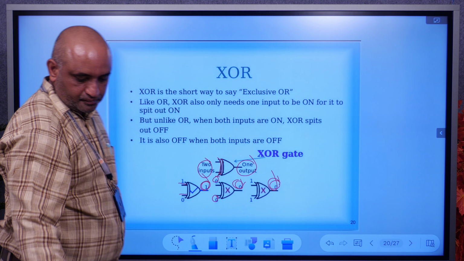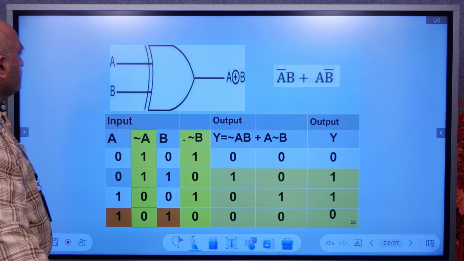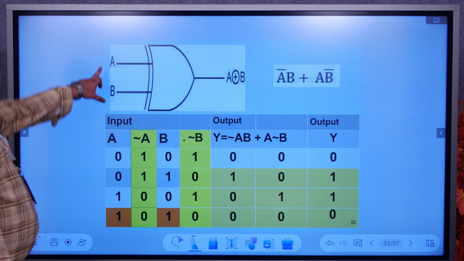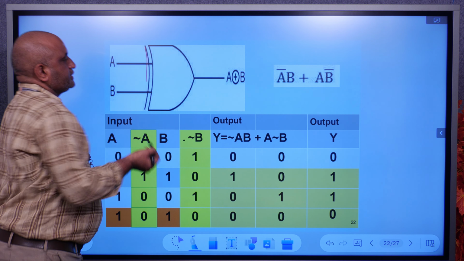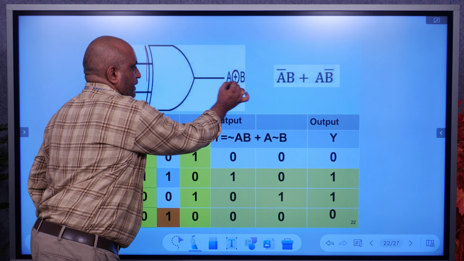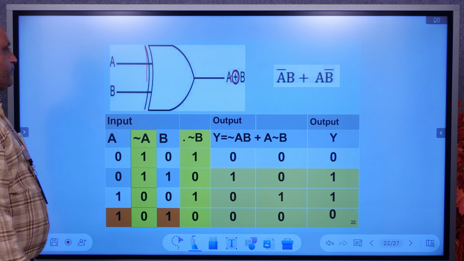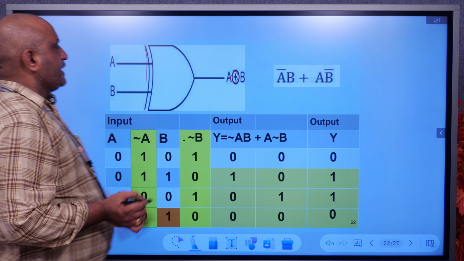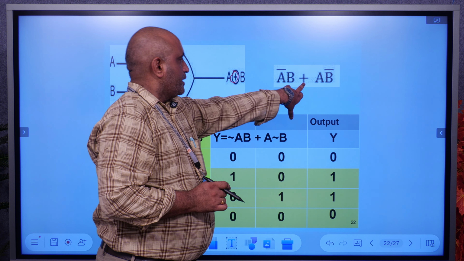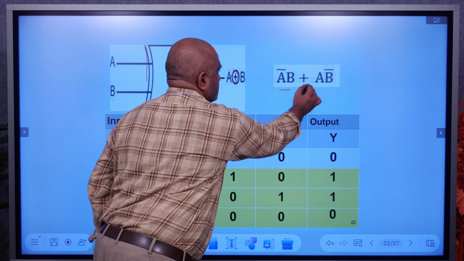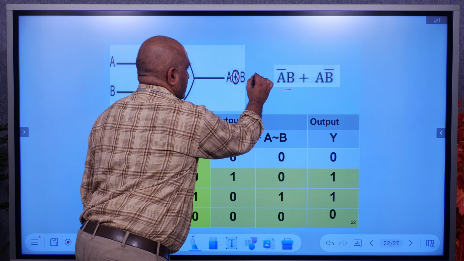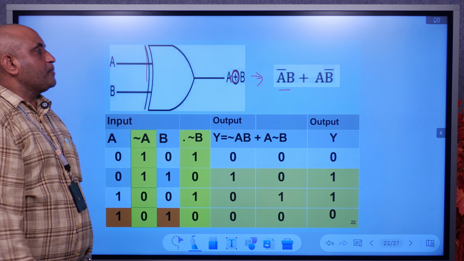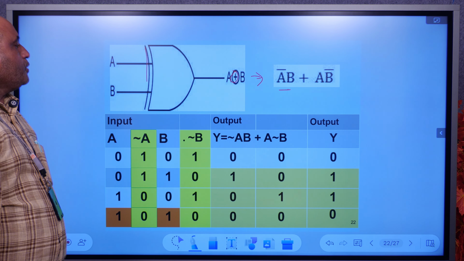Then go to the diagram. This is nothing but exclusive OR. A and B are the inputs. This is the symbol of the exclusive OR. This is A exclusive OR B. These derive A bar B plus A B bar. A bar into B plus A into B bar. This is the simplified expression: A exclusive OR B is nothing but A bar B plus A into B bar.